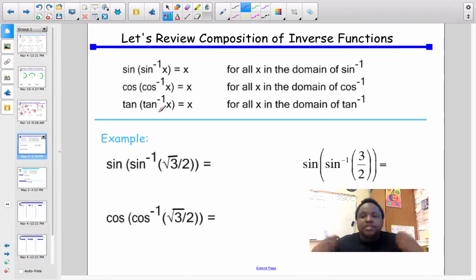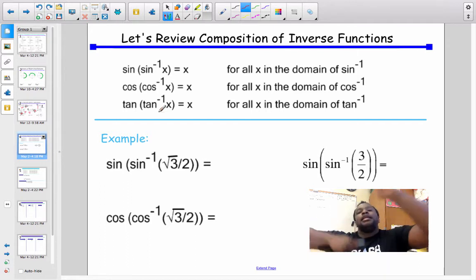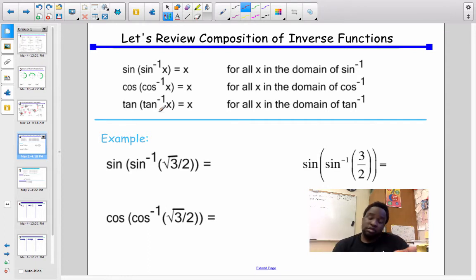Now, when it's not in the domain of inverse sine, inverse cosine, or inverse tangent, you basically are taking a reference angle that would make it to be in the domain of our specific function. Okay, that probably didn't make any sense. So let's try this one. Sine of inverse sine of square root 3 over 2. So let's first start like order of operations. Let's start inside the parentheses. So inverse sine is square root 3 over 2.